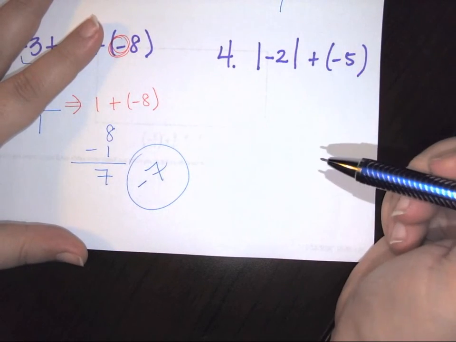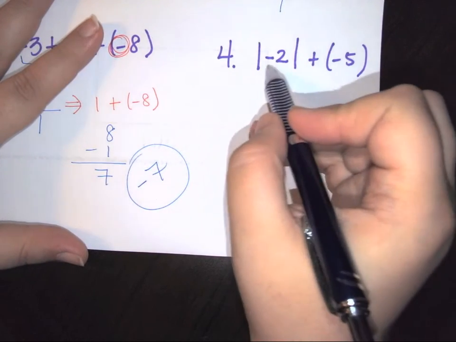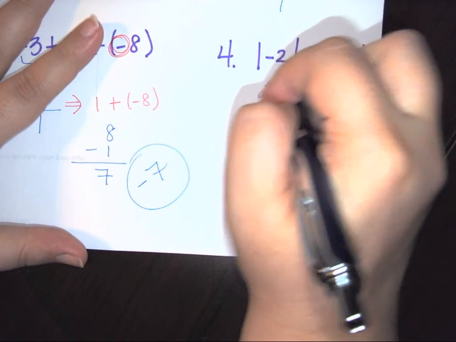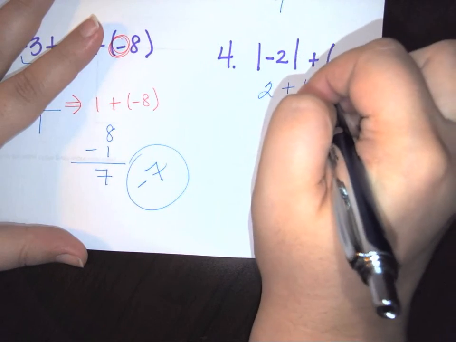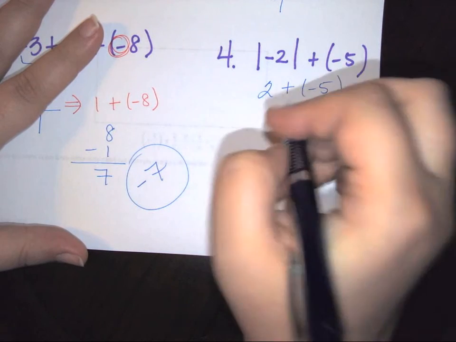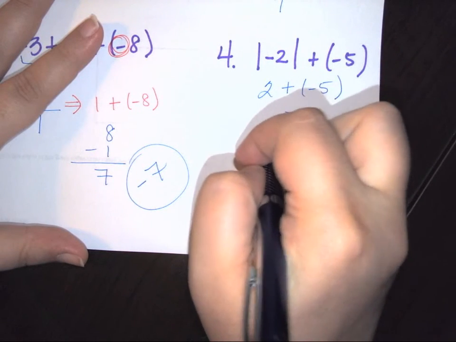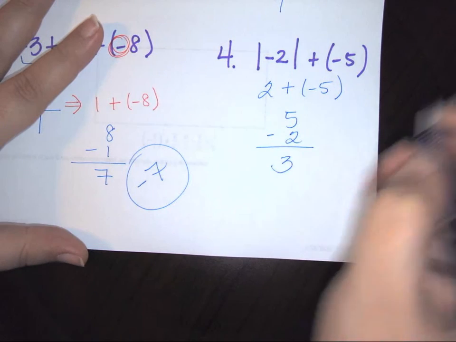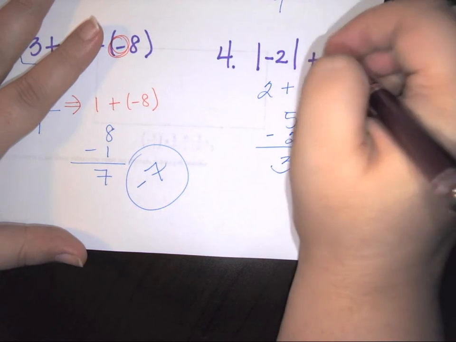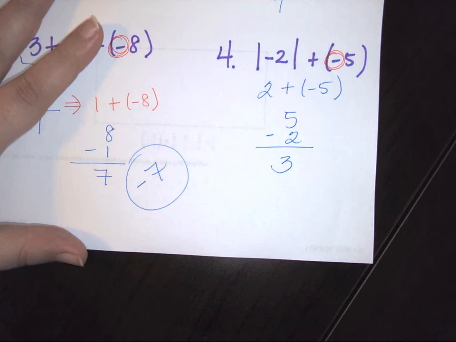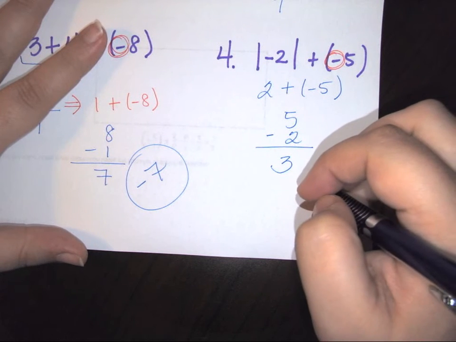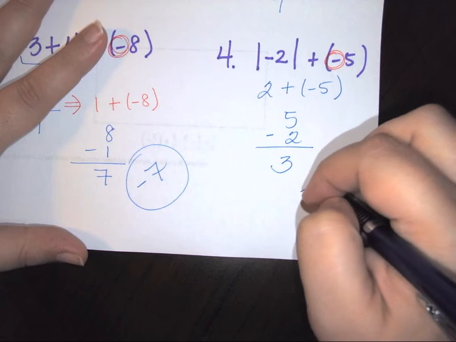Now here again, I need to apply the absolute value. So my negative 2 is going to become positive. So this becomes 2 plus a negative 5. So I'm going to do 5 minus 2. That gives me 3. I need to remember that this started out as a negative. So my overall answer here is going to be -3.